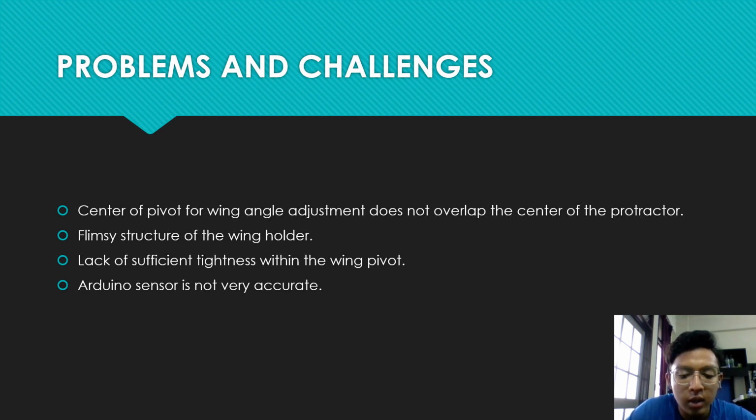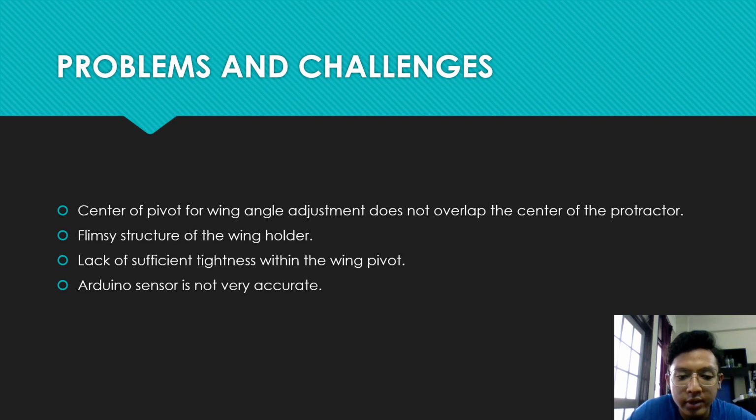Next is the weak structure of the wing holder. The wing holder can be said to be flimsy because at high wind velocities it starts to wobble. So it's going to give the structure unnecessary movements, so it will move maybe slightly to the right or left, front, or even back. That will obviously mess with the results that are going to be obtained, especially for the drag force. It cannot be seen at low velocities, but when the wind velocity increases at higher velocities, the holder starts to wobble.